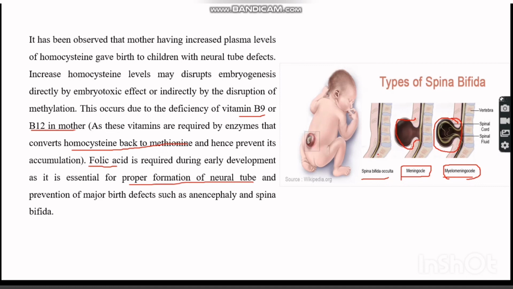So what happens is that, as you can see, there is no gap, no spinal fluid, no sac, no damaged nerves surrounding the spinal cord. So the spinal cord and the nerves are normal, and it is not discovered until late childhood or adulthood, and it normally does not cause any disabilities.